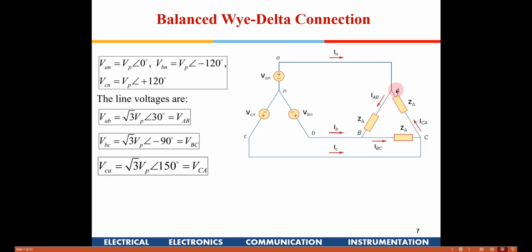The voltage across each of them is the line voltage. That is, VAN minus VBN is the voltage applied here, which is nothing but the line voltage. Similarly, the voltage across this is also line voltage, and across this is also line voltage. We learned that line voltage is √3 times the phase voltage, and it leads the phase voltage by 30 degrees. So VAB, VBC are all line voltages across the three impedances, right?